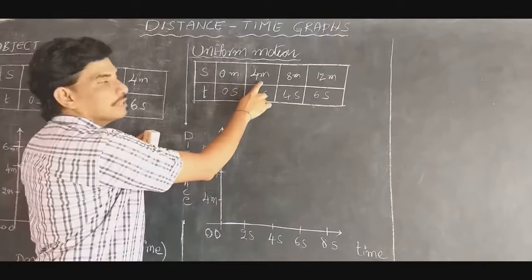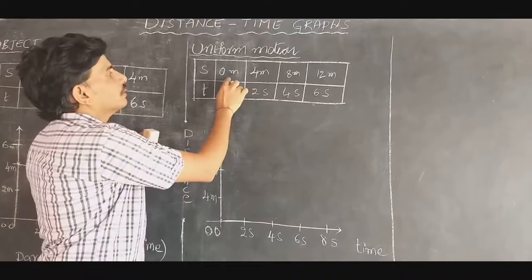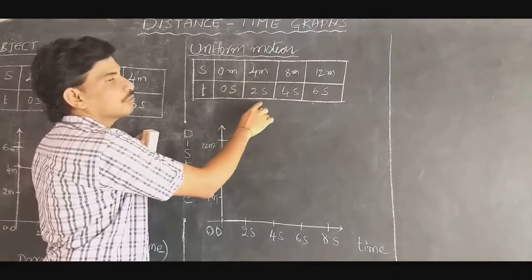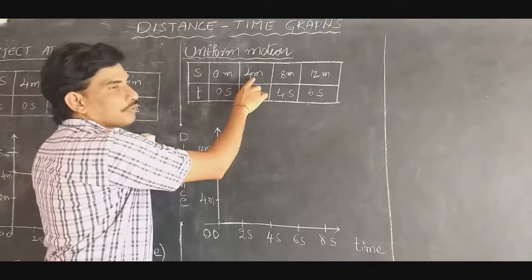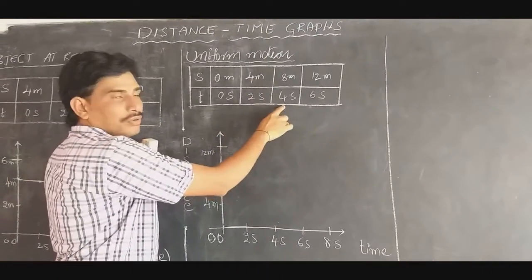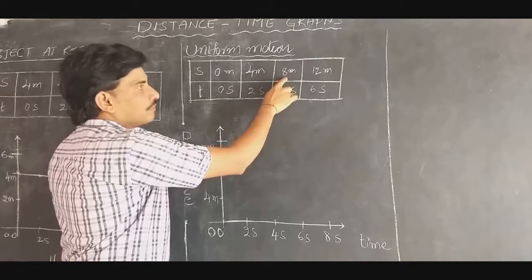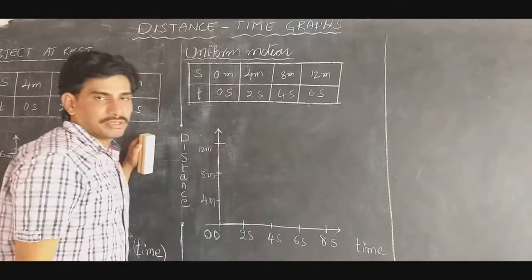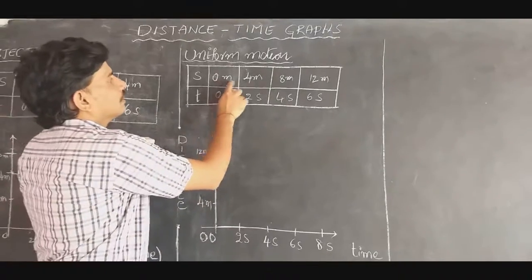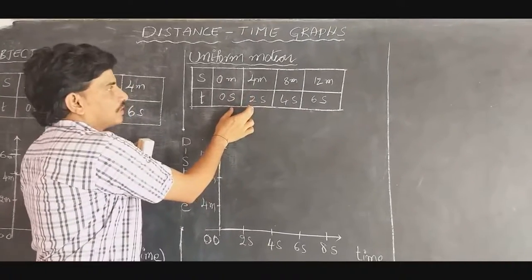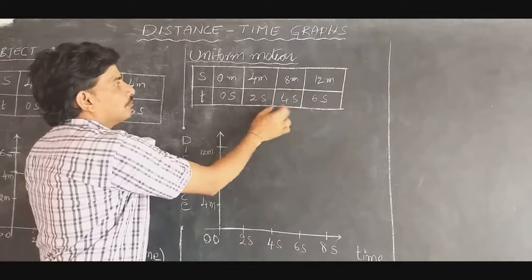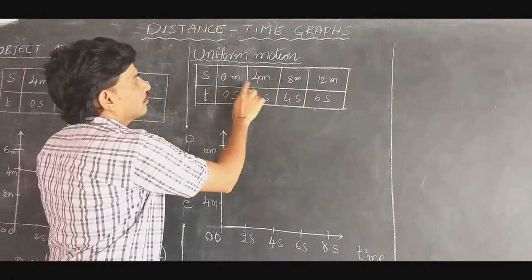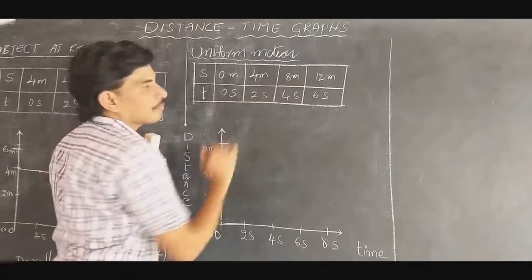And the distance covered, if you observe here, initially the object is at the origin, that means 0 meters. Next, within 2 seconds, it reached 4 meters, and within 4 seconds, it covered a distance of 8 meters. Within 6 seconds, it covered a distance of 12 meters. If you observe here, the time gap is 2 seconds. In equal intervals of time, the object covered equal distances, that is every time 4 meters. Here also 4 meters, here also 4 meters, and here also 4 meters.